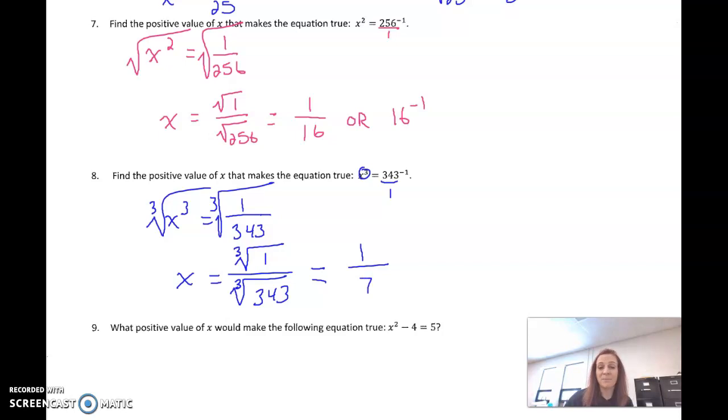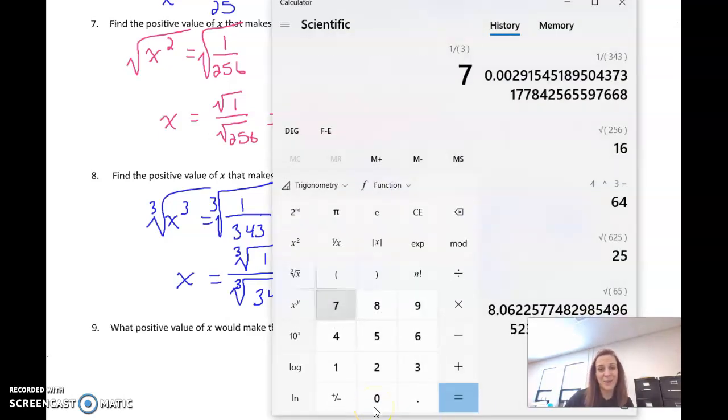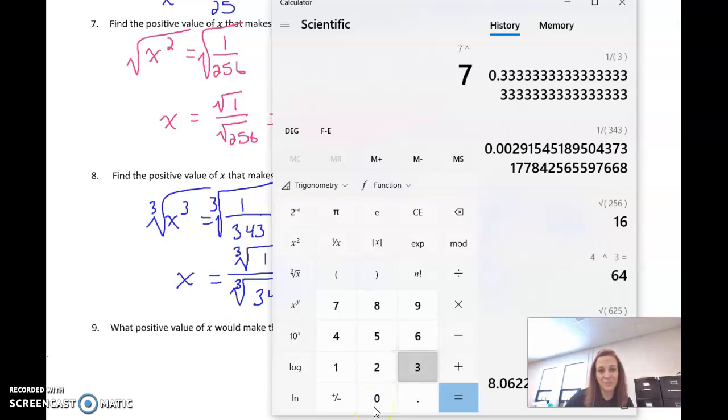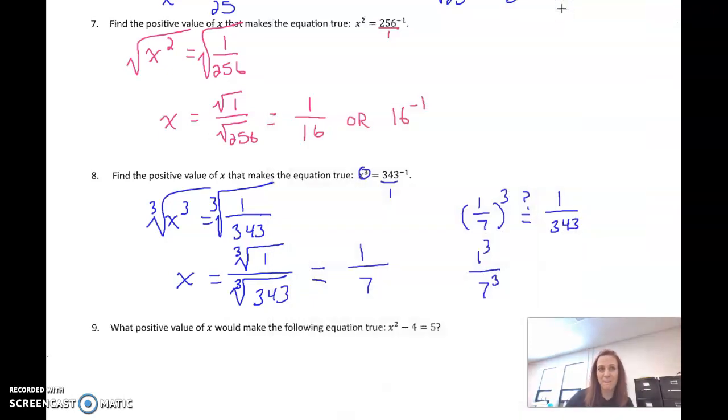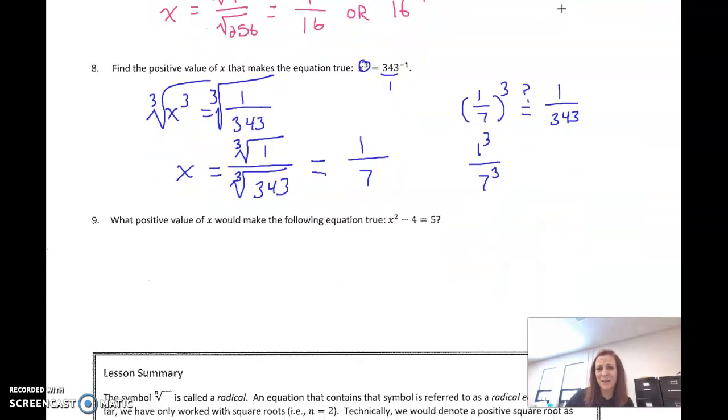Okay? Again, I can check this, right? By saying, well, does 1/7 to the 3rd power equal 1 over 343? Well, this is 1 to the 3rd, remember exponent rules, over 7 to the 3rd. Now I can do that on my calculator. 343. Okay, so I know this does work. All right, guys, thank you for being patient with me as I showed you all this.